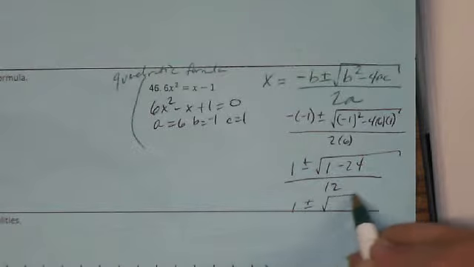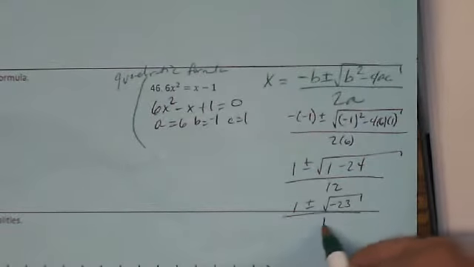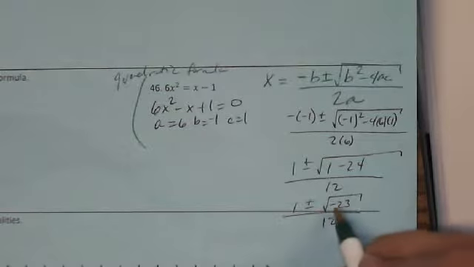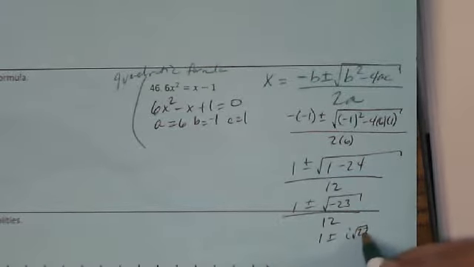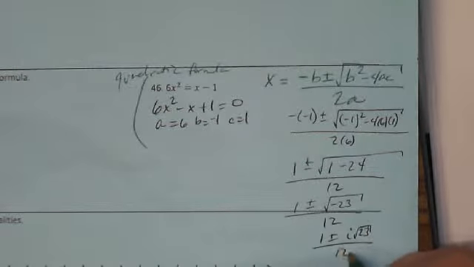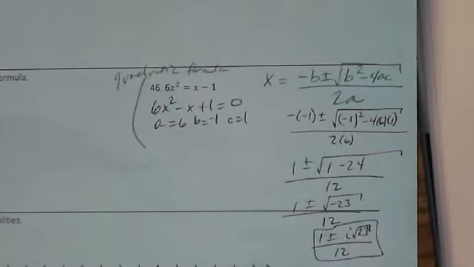So it's 1 plus or minus the square root of negative 23 over 12. And you can take that i out. So it's 1 plus or minus i square root of 23 all over 12. Done.